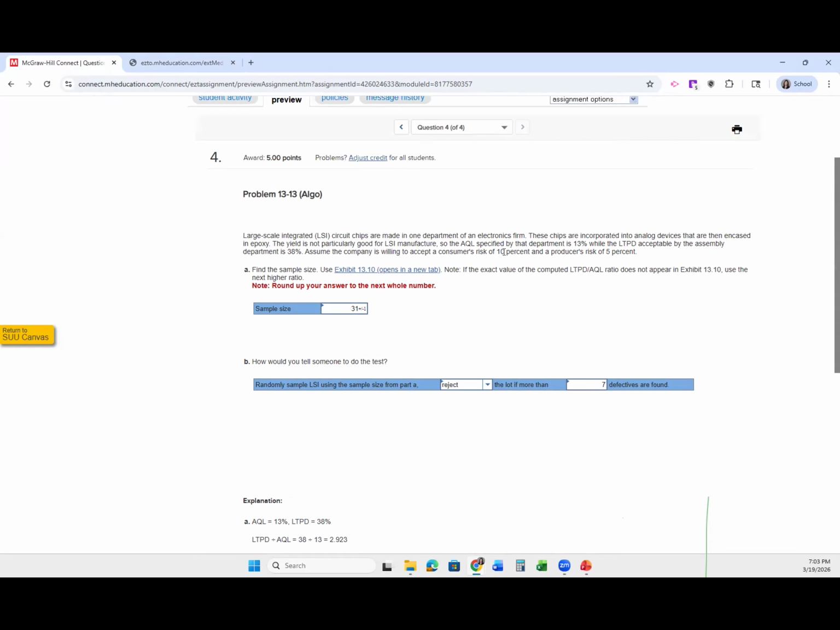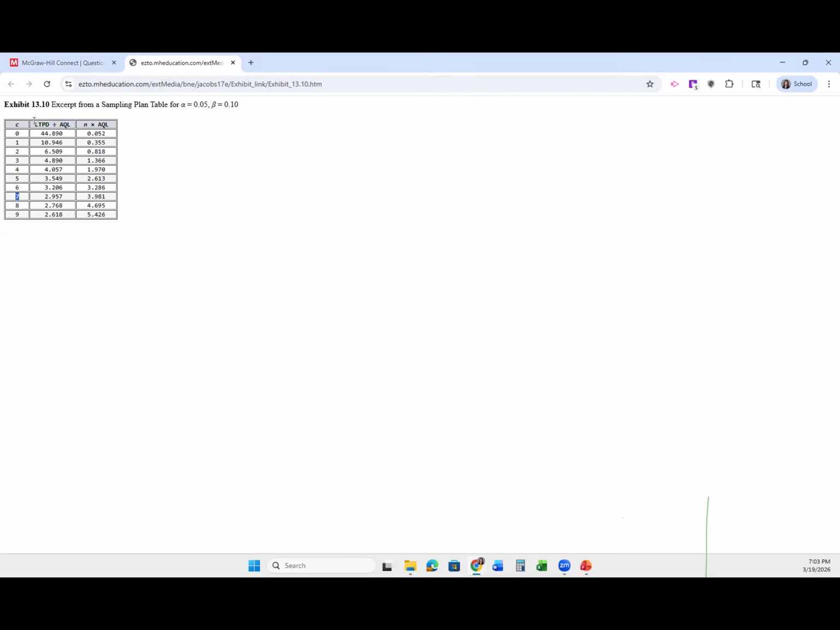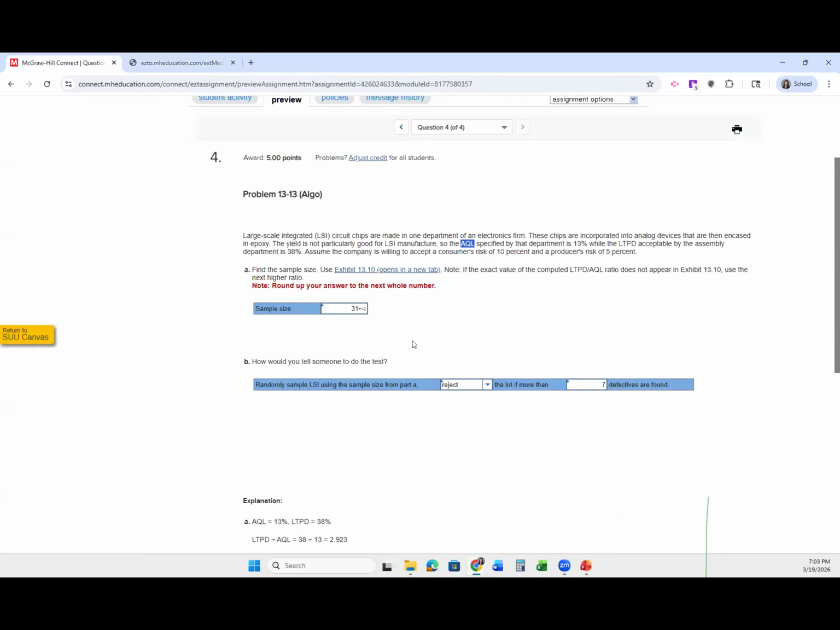So the logic for question 4 is, when we talk about the acceptance problem, you just need to figure out what the AQL is and what the LTPD is. Once you figure out these two numbers, you will be able to find the ratio for LTPD and AQL. And once you find this ratio, you will be able to find C and N. This is what question 4 asks for: this is asking for N and this is asking for C.